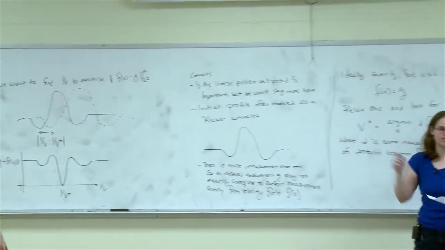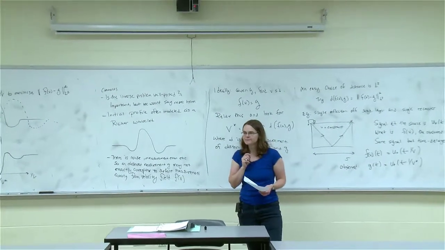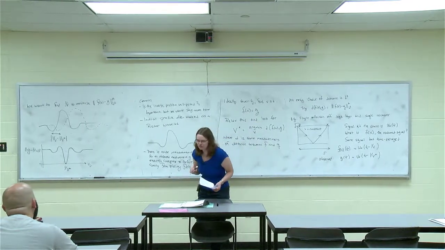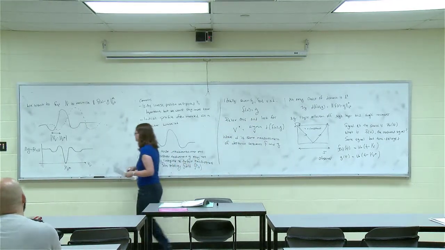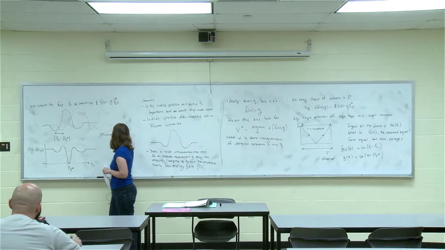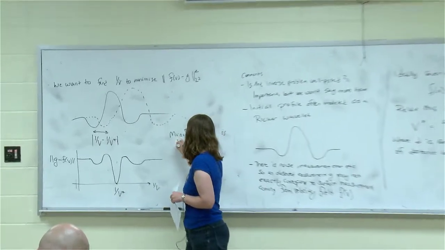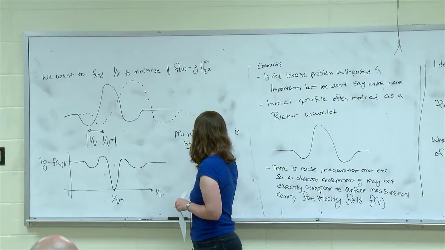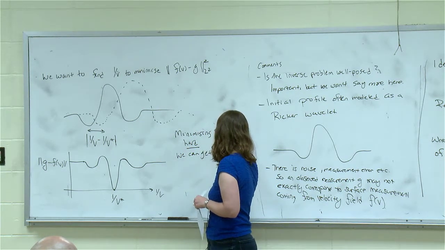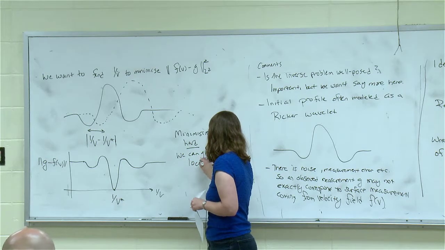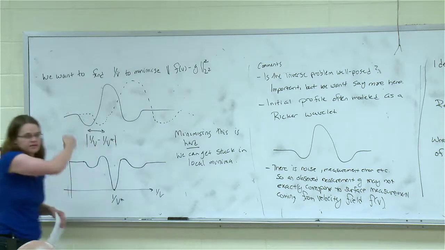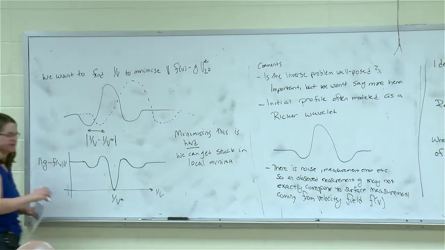So if I ask you to minimize something that looks like this, are you happy? Why not? There's local minimums, so I'm not getting the right one. There's local minima, exactly. So minimizing this is hard. And this phenomenon in this application is known as cycle skipping.